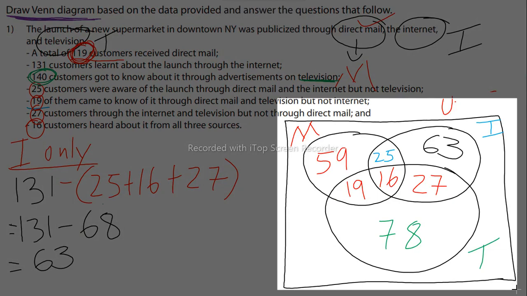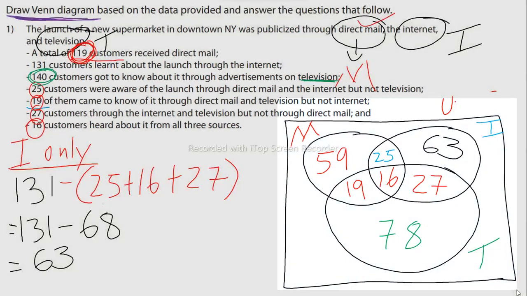Wait, did we find the universal set? The U? No, we haven't yet. Mr. BT, we've got to write down the questions. Yes, sir. Okay, write down the question, please. We didn't figure out what it was yet. Oh, okay.